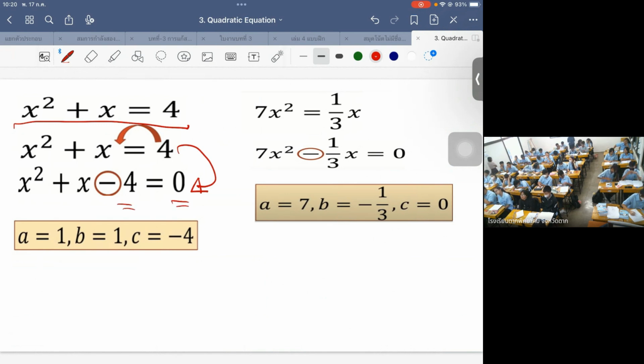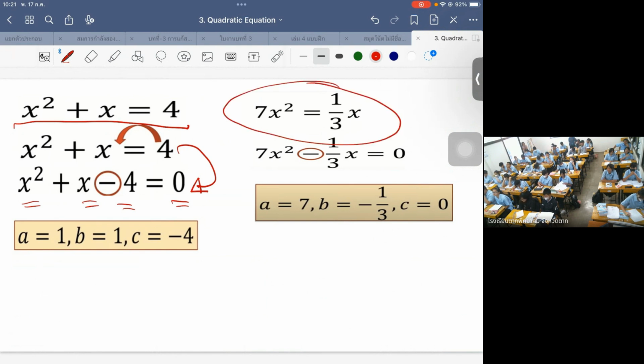So we have the constant, we have the linear, and we have the quadratic term. So we can get the value of the quadratic term, linear, and constant. So that's why we have A is equal to 1, B is equal to 1, and C is equal to negative 4. Understood? Now, another example is this one.